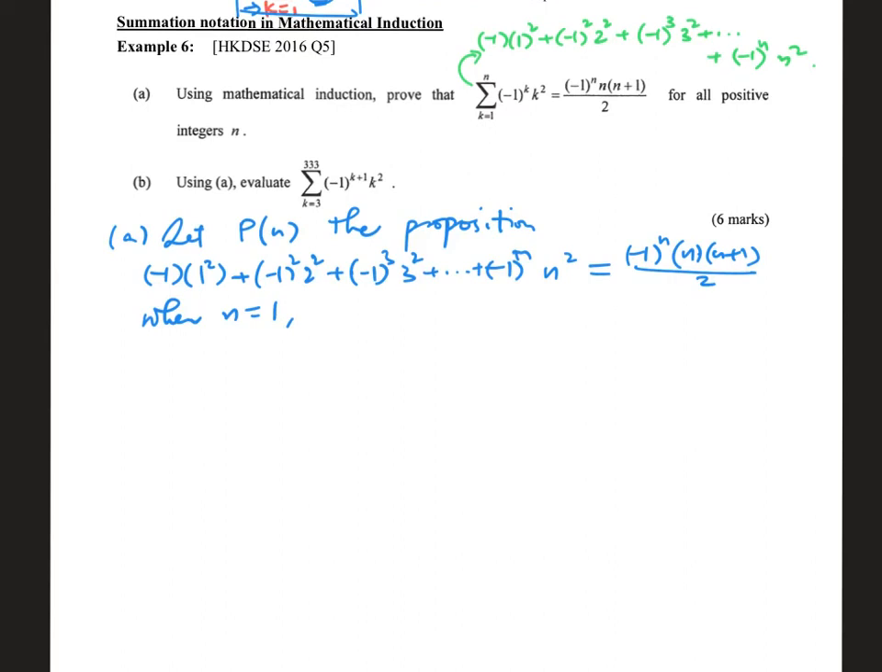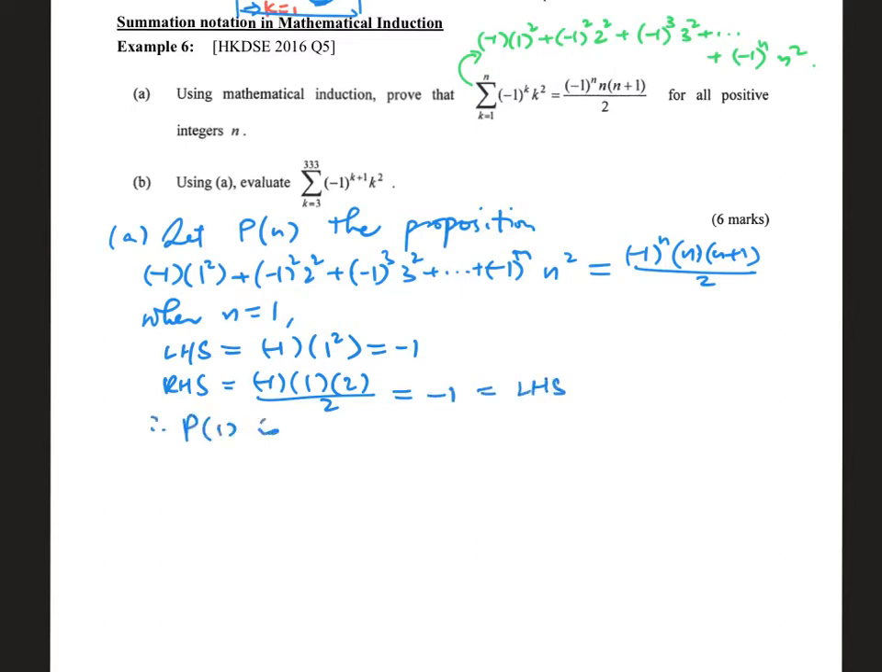So now we start the second part when n is 1. When n is 1, the left-hand side is only one term, which gives you minus 1 and 1 square, which is minus 1. For the right-hand side, you have minus 1 to the power 1, 1 plus 1 is 2, over 2 is also minus 1, the same as the left-hand side. So that's why we say P1 is true.